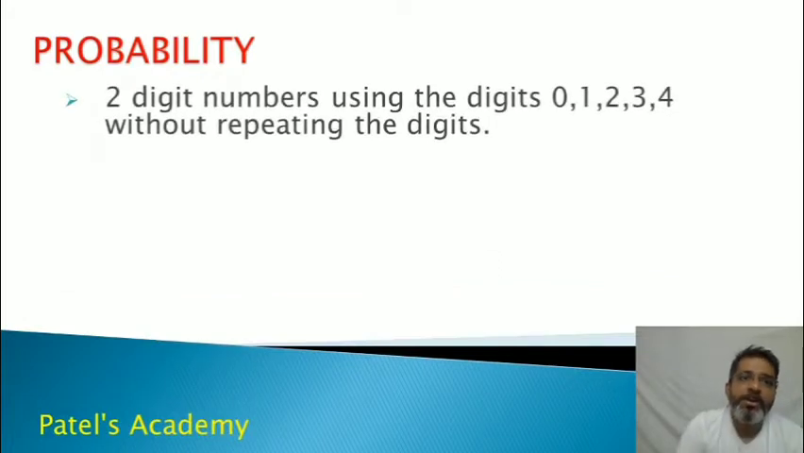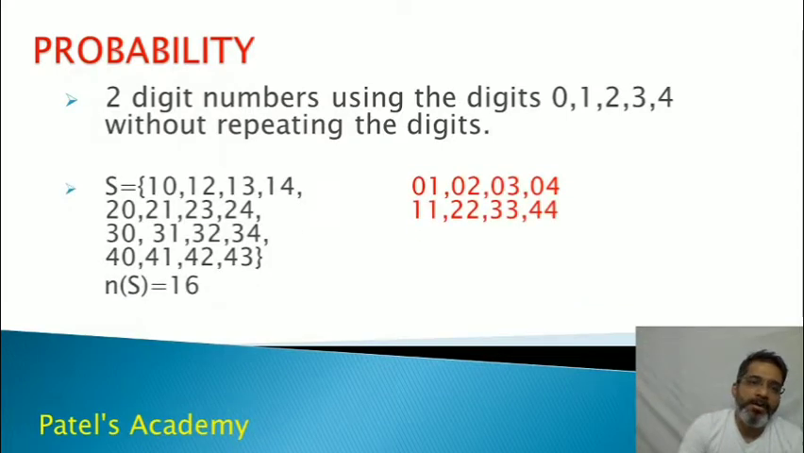Now, suppose I want to form two-digit numbers using the digits 0, 1, 2, 3, 4 without repeating the digits. What could be the sample space for this? Let's see. First we'll see the numbers which are in red: 01, 02, 03, 04. You cannot call these two-digit numbers because 0 in the tens place means all these four numbers are single-digit numbers. And the question says without repeating the digits, so 11, 22, 33 and 44 are not to be counted.